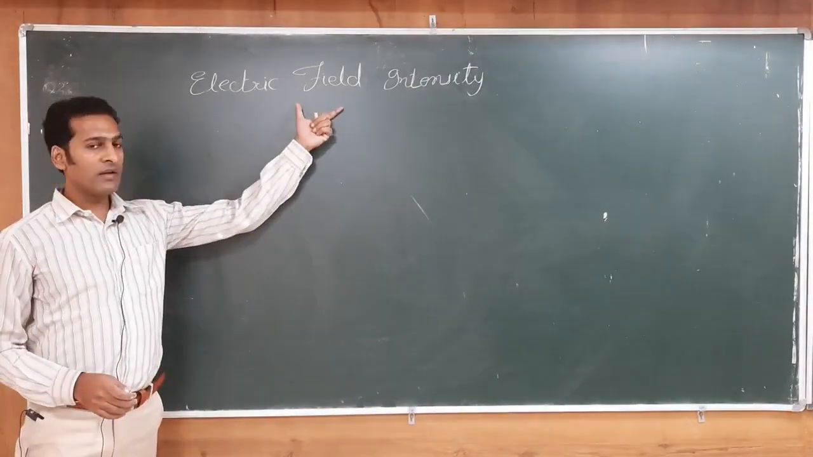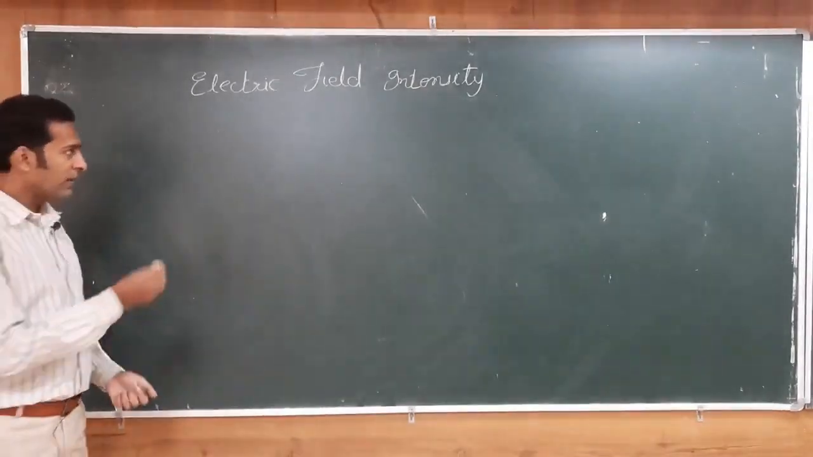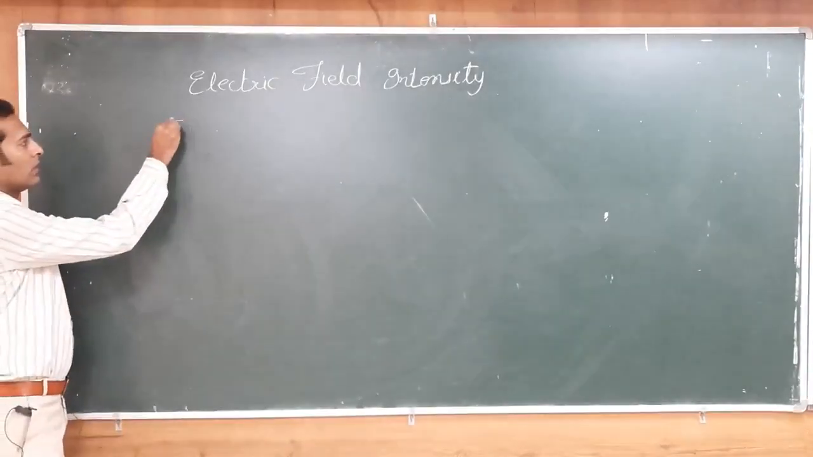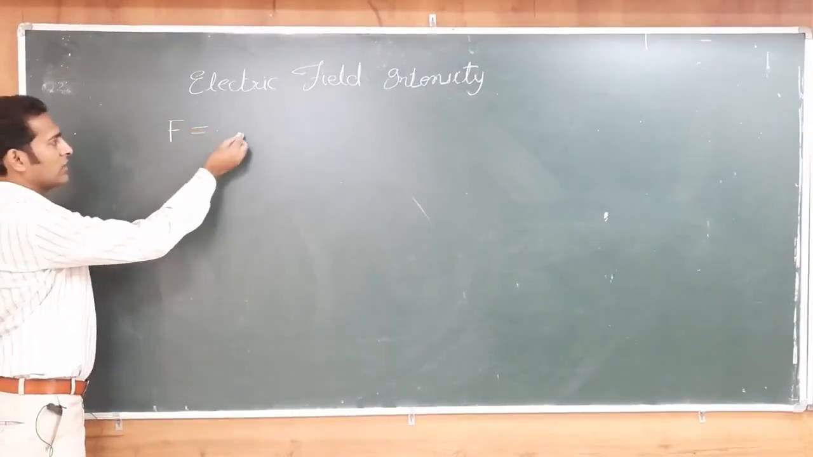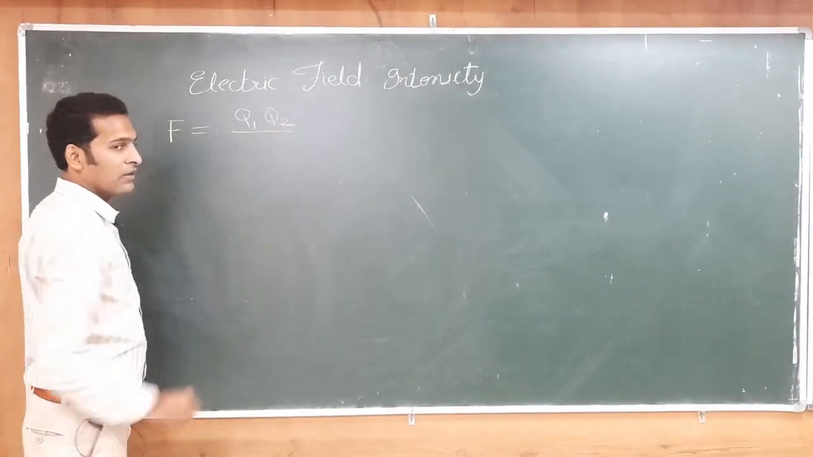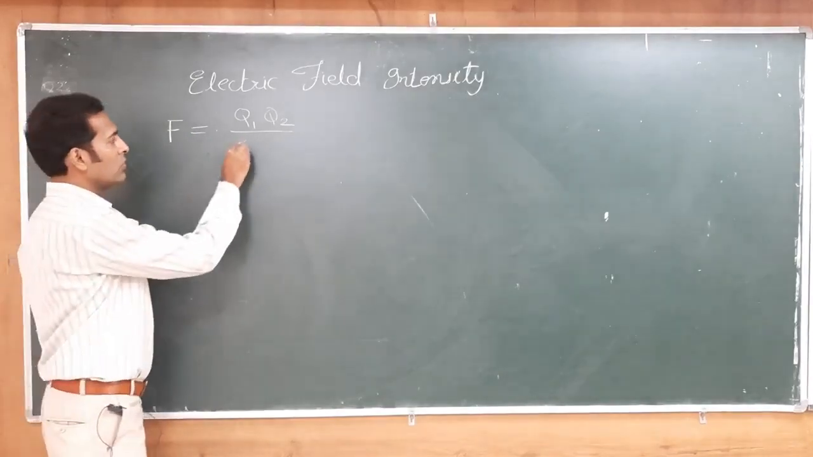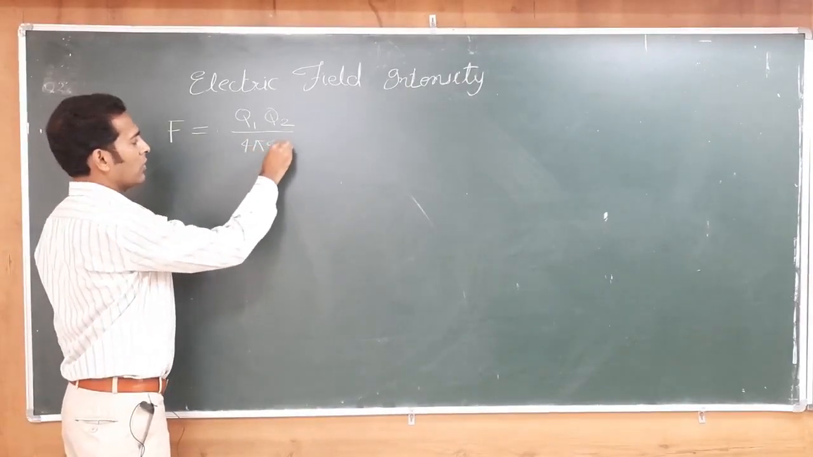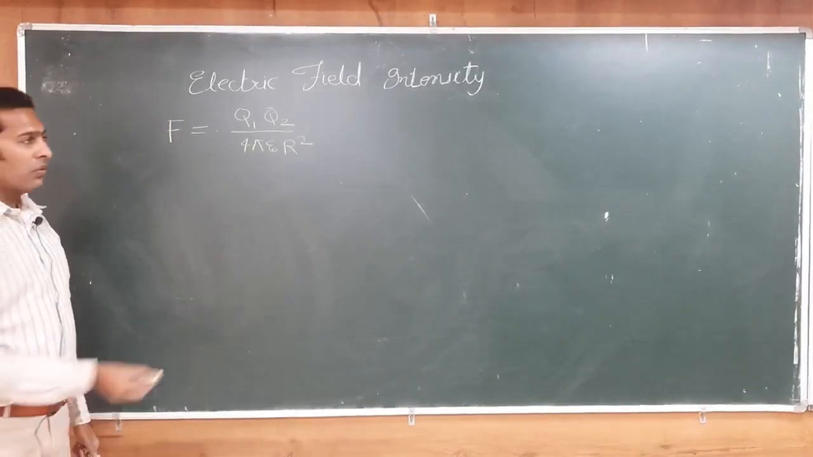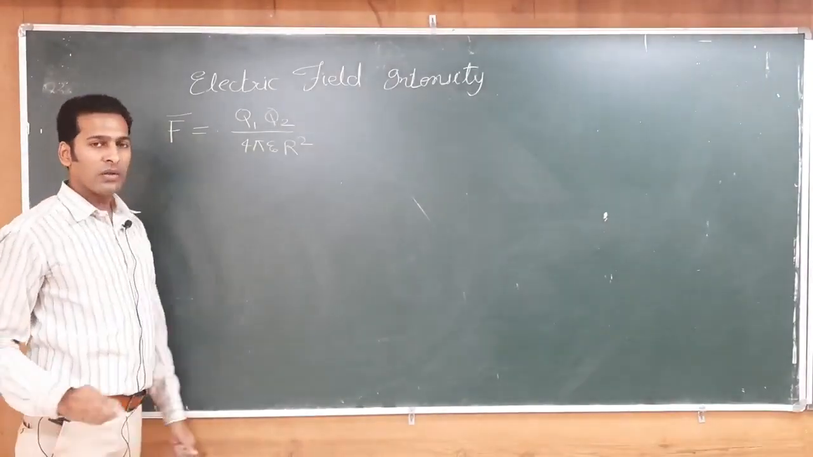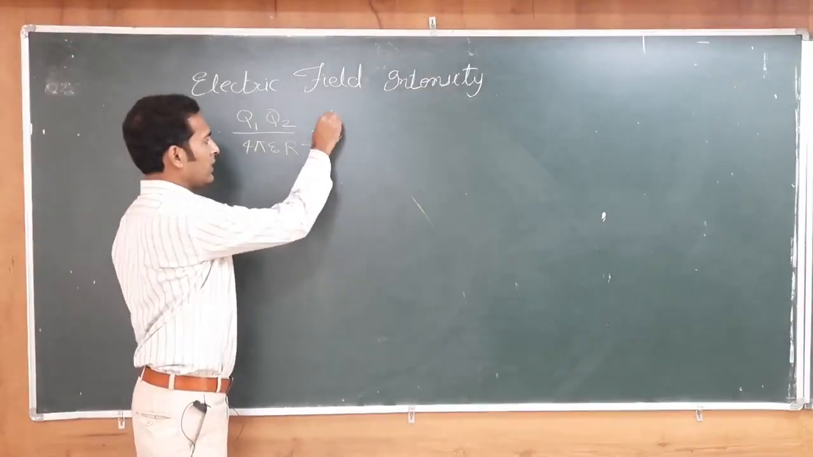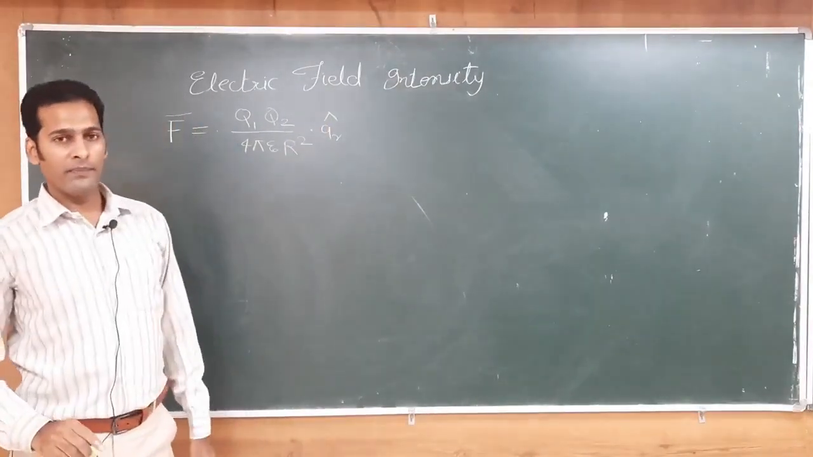Now when we say electric field intensity, we have derived it from Coulomb's law of forces. What is Coulomb's law? The force between two charges is given by product of two charges, and it is inversely proportional to 4 pi epsilon naught r square. Force is a vector quantity. So we have to add a bar on the head of force F, and we add one direction component which is given by a_R cap.